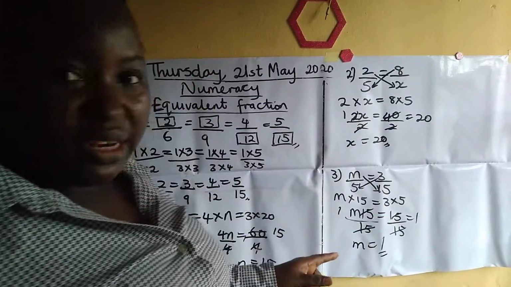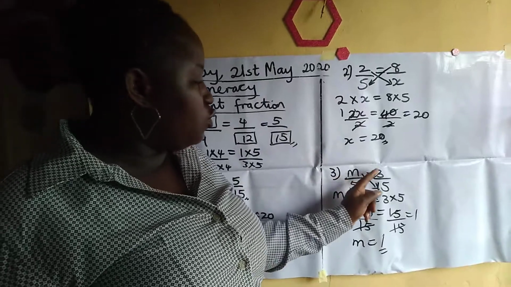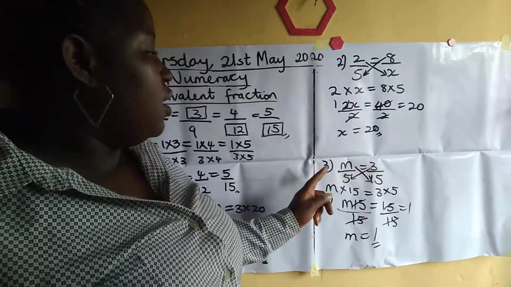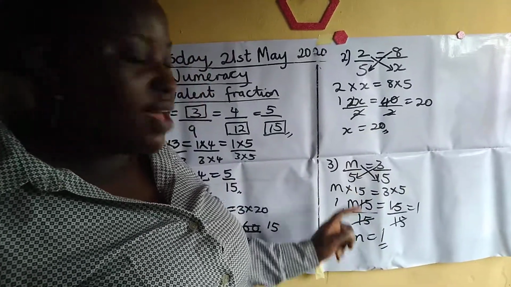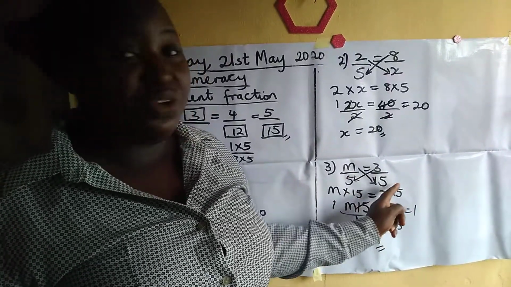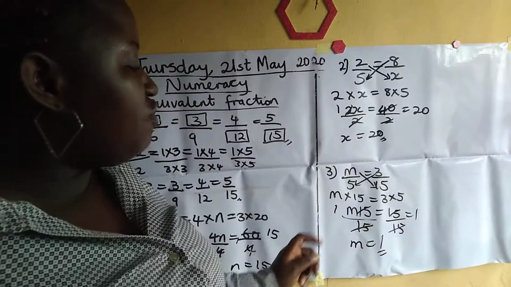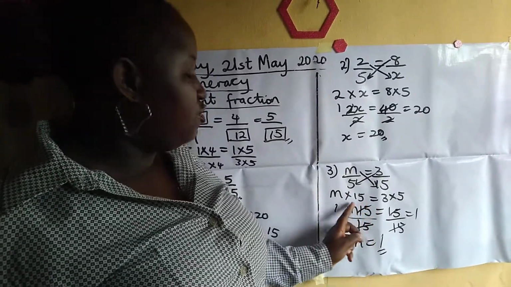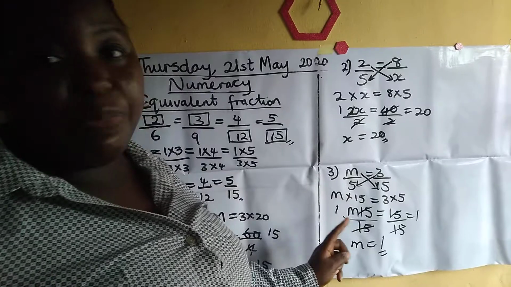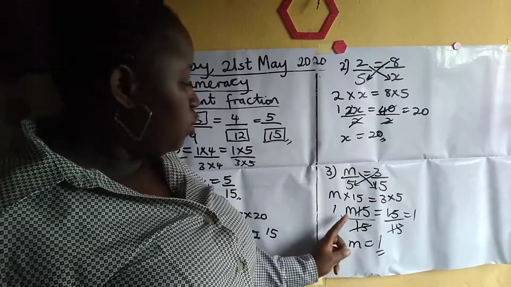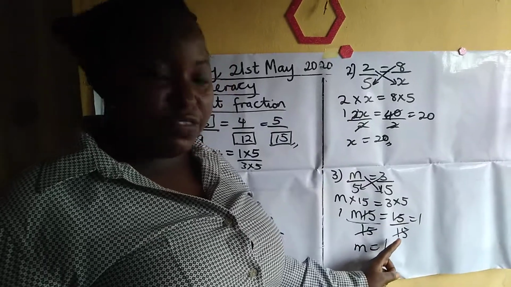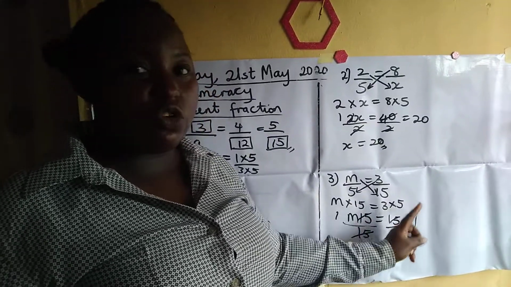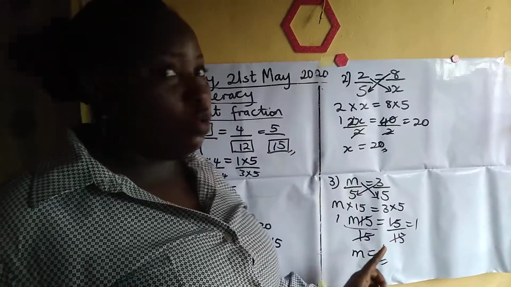And for our number 3, we have m over 5 is equal to 3 over 15. We cross multiply, we have m times 15 is equal to 3 times 5. And then we divide both sides by the coefficient, which is 15. 15 is close to m. We are dividing both sides by 15. So m15 divided by 15, and then 15 divided by 15. 15 in 15 gives us 1. Therefore, m is equal to 1.